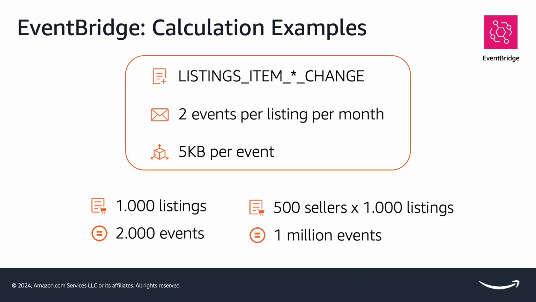Let's look at an example for EventBridge as well. In this case, a seller from Ohio, US is subscribing to listing items related notifications. We assume an average of 2 events per listing per month with 5 kilobytes per event. The seller has 1000 listings, which results in 2000 events sent per month. Events are sent to his own server.